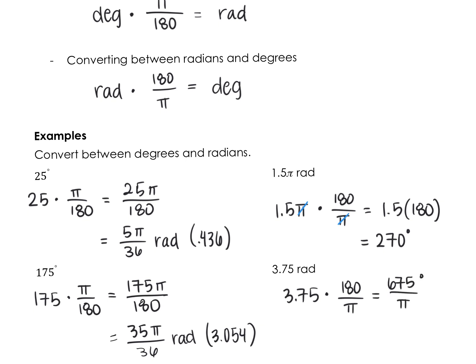But that just doesn't really make sense. We don't really know how much that is. So what I'm going to go ahead and do is divide that 675 by pi, and it's going to give us 214.86 degrees. So I always want to round to 2 decimal places at a minimum when I'm converting from radians to degrees, just to make sure I'm as accurate as possible.